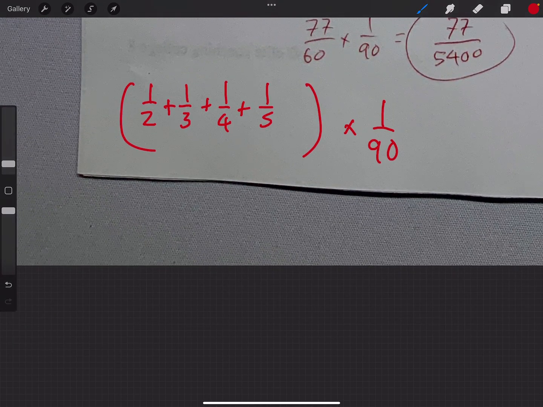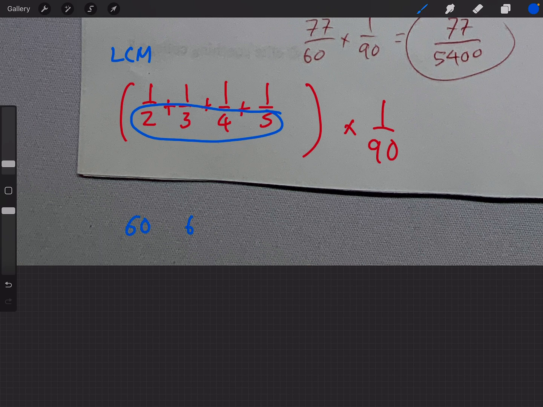Alright, so to do this, the fraction part, I'm going to add all these fractions up. So to do this, you have to make all the denominators the same. So the best way to do it is to find the lowest common multiple, also known as the LCM, of all these numbers, 2, 3, 4, and 5, and the answer is 60. We'll put it over 60.